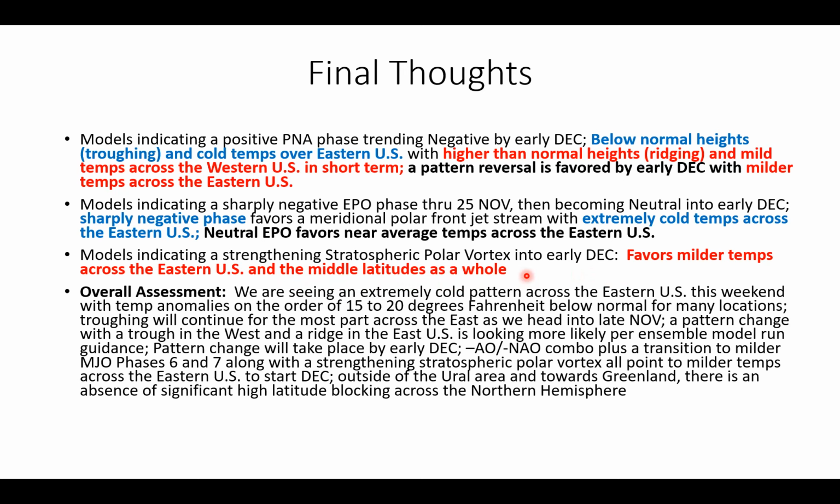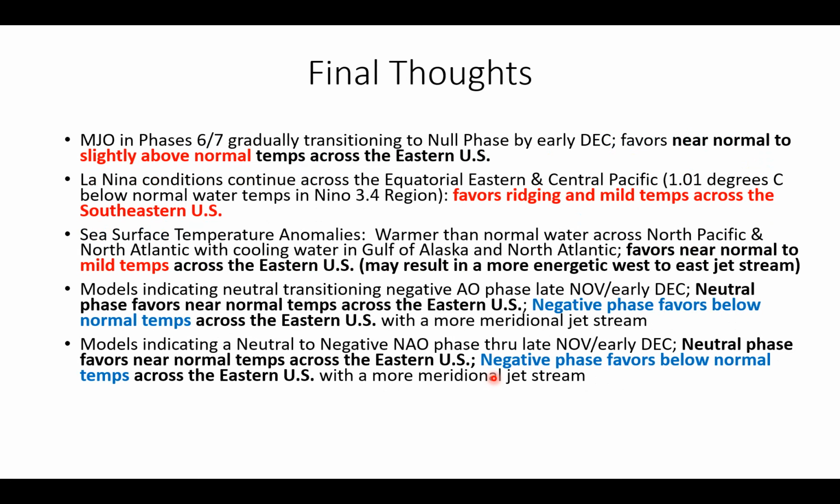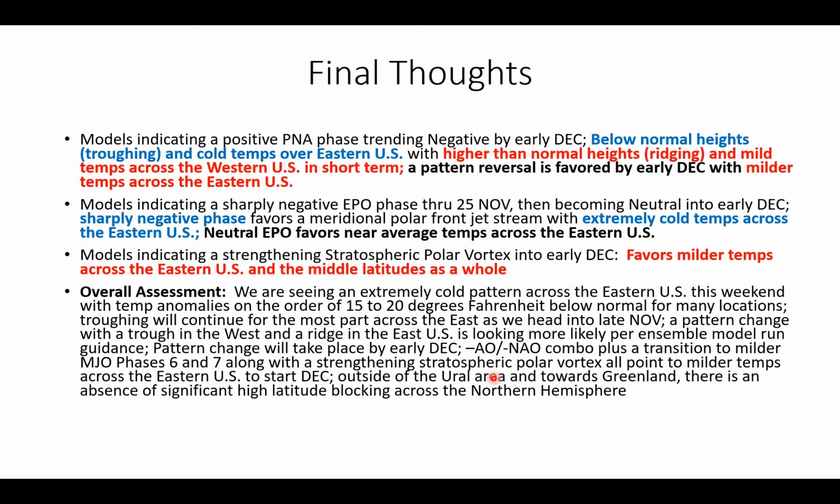So that's something to keep a close eye on, the tendencies of the forecast in the future for that polar vortex. Overall assessment, we looked at everything here, okay? We took into account the MJO, the La Nina, the sea surface temperature anomaly configuration in both the Pacific and the North Atlantic. We also looked at the AO phase and forecast, the NAO phase and forecast, the PNA, the EPO, and then the strength of the polar vortex. Taking all this into account, we are seeing an extremely cold pattern, obviously, at the current time across the eastern U.S. this weekend. We're going to see temperature anomalies on the order of 15 to 20 degrees Fahrenheit below normal for many locations east of the Mississippi River.